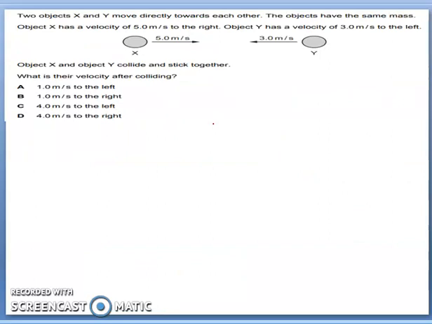Two objects have velocities: you can see one object is moving with a velocity of 5 meter per second, another with 3 meter per second. Both objects have the same mass, consider this one has m, and this one also has m. Object x has a velocity of 5 meter per second and object y has a velocity of 3 meter per second to the left. X and y now collide and stick together. That means this is the final thing, m and m, moving with the velocity v. So what is the final velocity?